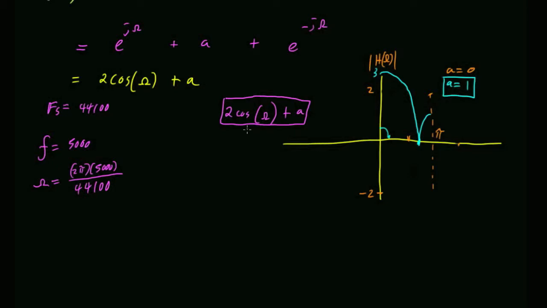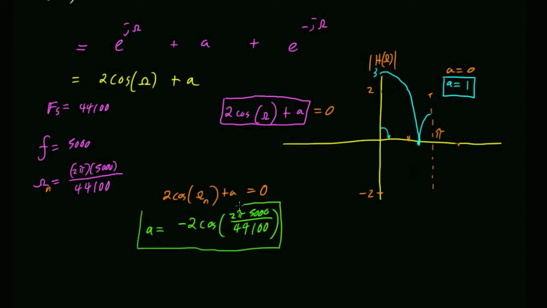So, all I have to do is set that equal to 0. We'll call that frequency omega n for noise. At my noise frequency, I want a value of A such that the filter response is 0. So this is actually pretty easy. I just want A to equal minus 2 cosine of whatever that noise frequency is. It's a pretty simple filter, isn't it? Let's try it, and then we'll go home.